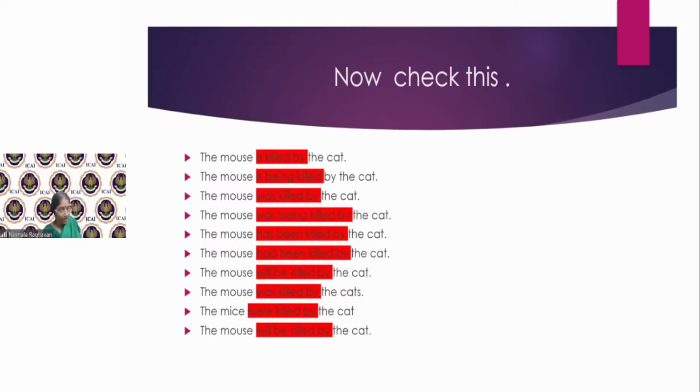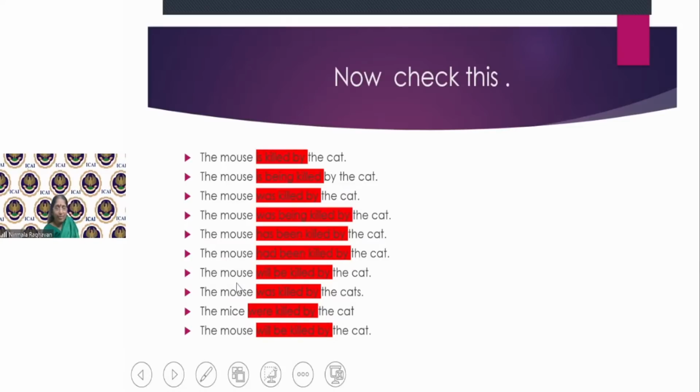I will get back to you on that because I'm also thinking. Okay. Answer 9. Which one is that? 1, 2, 3, 4, 5, 6, 7, 8, 9. The mice were killed by the cat. Mice is a plural form, plural noun. So the mice were killed by the cat.